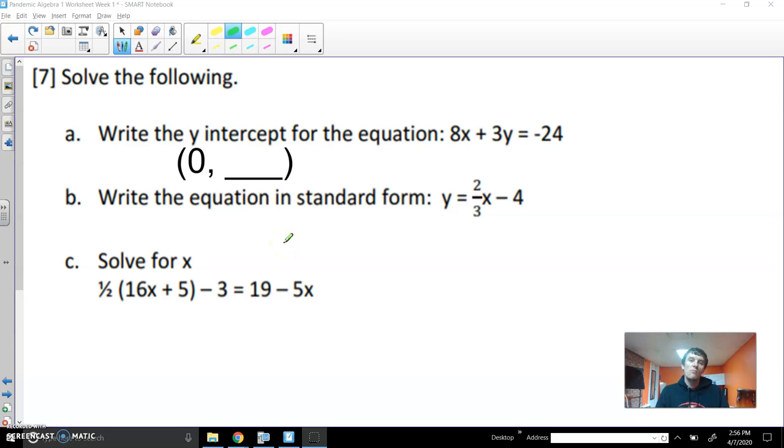Hey, Algebra 1, jumping back in with part 2. So let's jump in with number 7. Write the y-intercept for the equation.